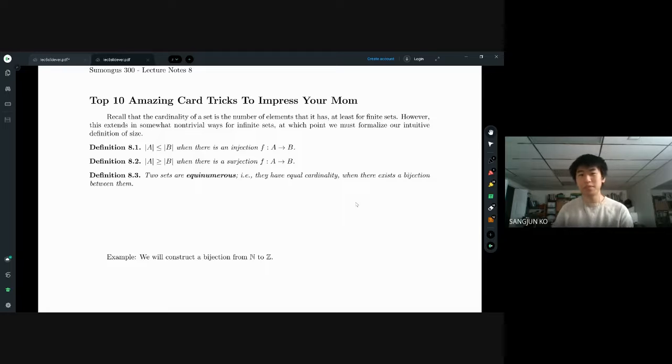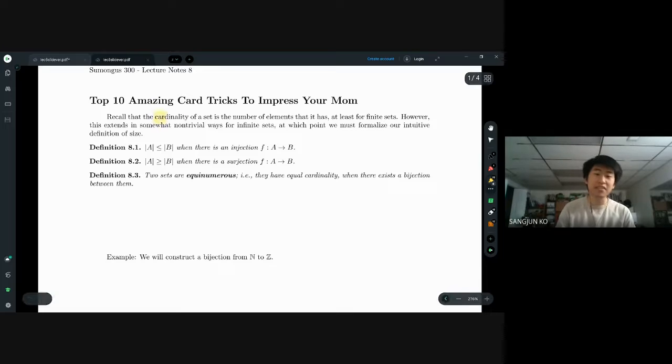Okay, so let's go back to the basics. What exactly is cardinality? Well, recall from I think lecture 2, that the cardinality of a set is the number of elements that it has, or basically how big a set is. It tells you the size of a set, and for a finite set, it tells you the number of elements it has.